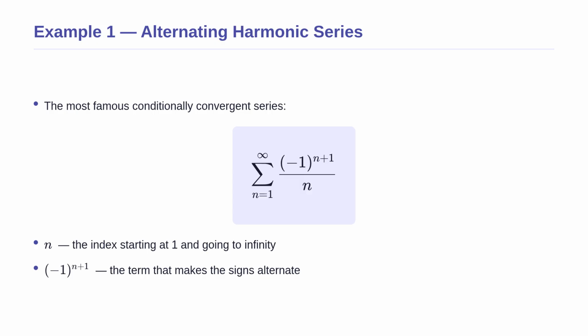The index n starts at 1 and goes to infinity. The numerator, -1 to the power of n plus 1, is exactly what makes the signs alternate between positive and negative. Let us test this series.